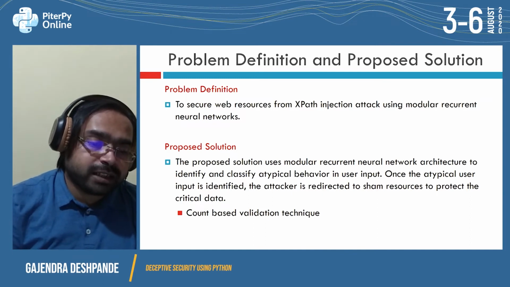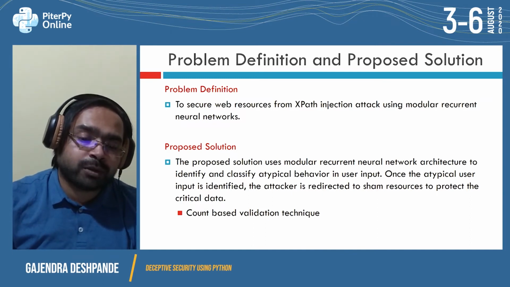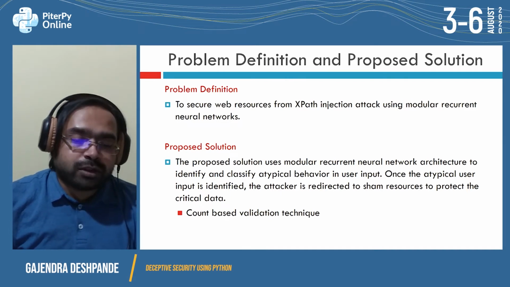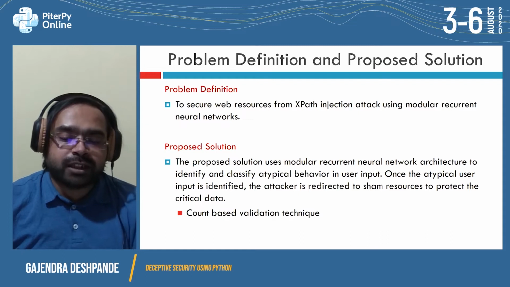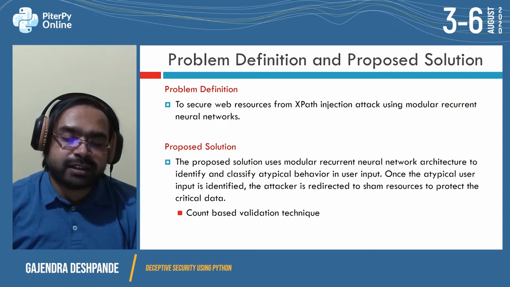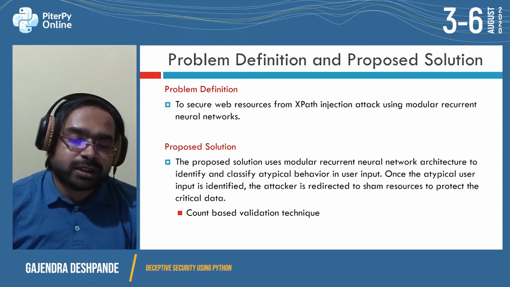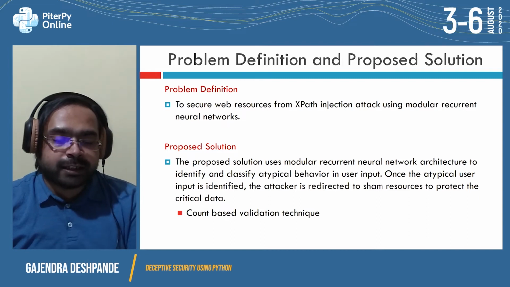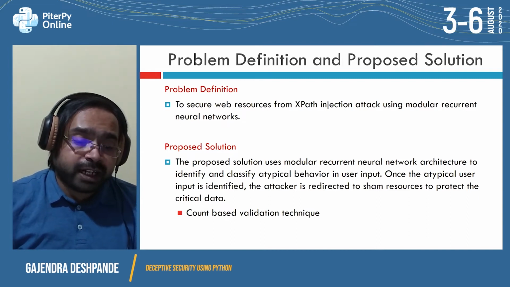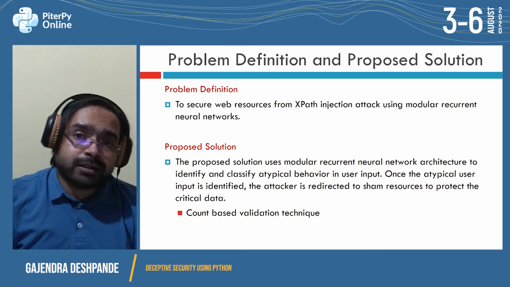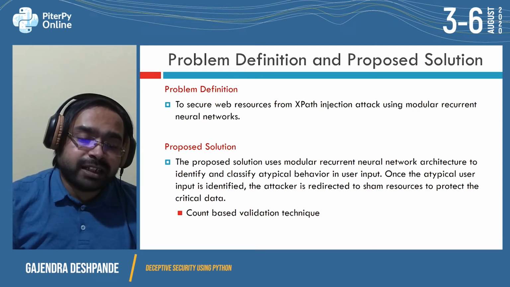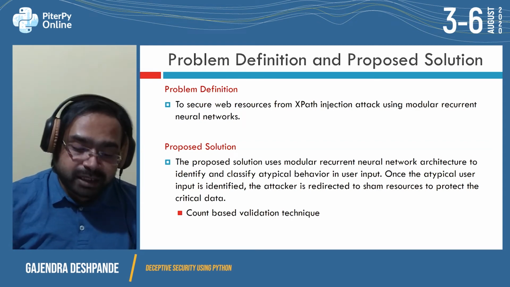So what we have done in our project is to secure web resources from XPath injection attack using a modular recurrent neural network. The proposed solution uses a modular recurrent neural network architecture to identify and classify atypical behavior in user input. Once the atypical user input is identified, the attacker is redirected to fake resources to protect the critical data. We have implemented a validation technique known as the count-based validation technique. Its working is explained in the further slides.